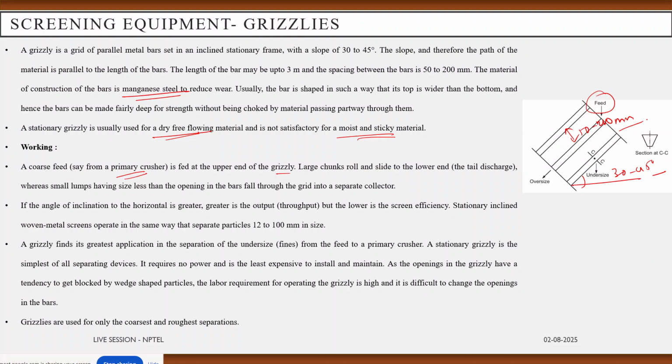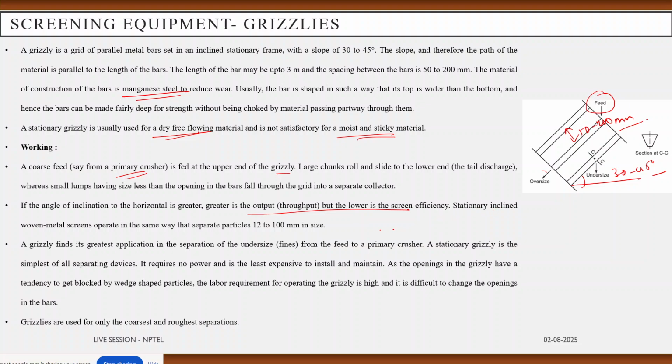large chunks of particles roll and slide to the lower end, that is the tail discharge, where the small lumps having a size less than the opening in the bar fall through the grid into the separate collector. If the angle of inclination to the horizontal is greater, the throughput is greater, but there will be lower efficiency. So you need to take care of the angle of position for this grizzly screen.